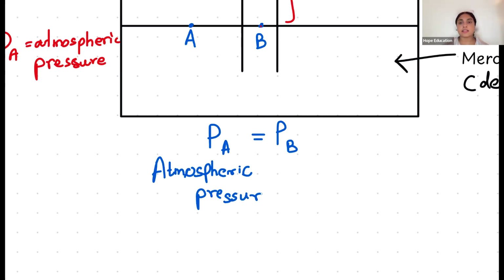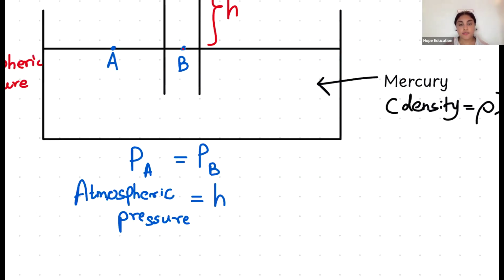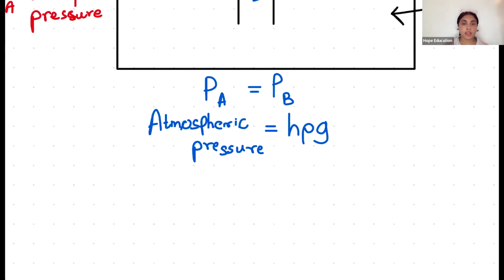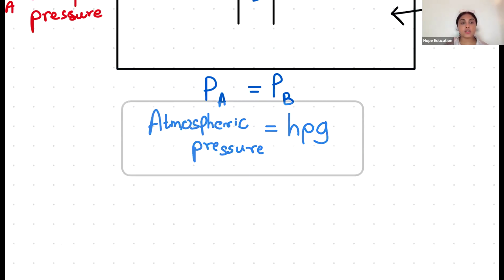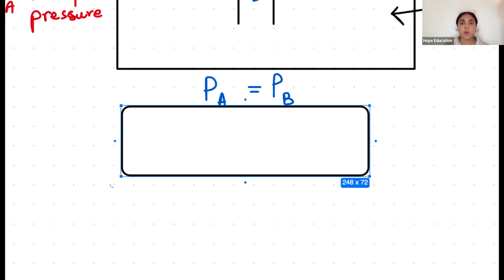Since pressure at B is H rho G, I will write H rho G. From this, we get a nice equation here. Atmospheric pressure is equal to H rho G. Why is this so important?